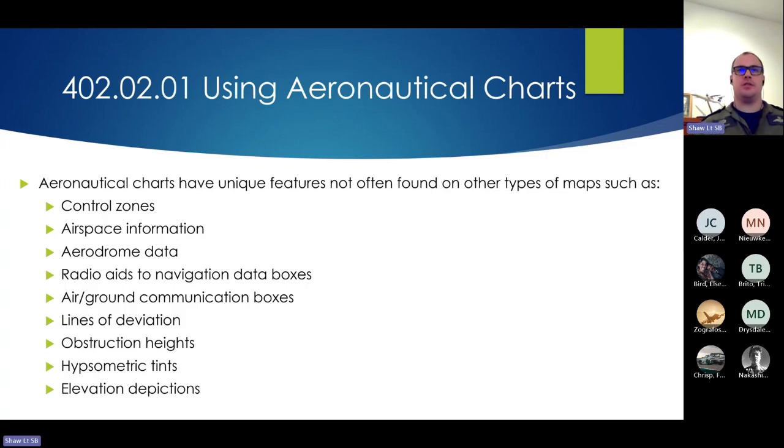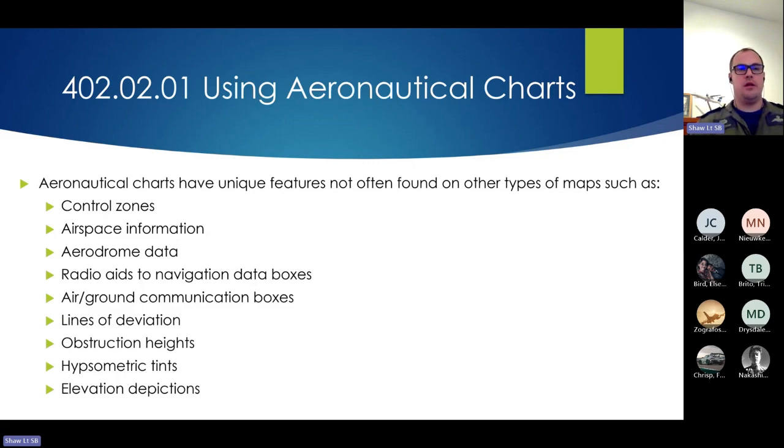So aeronautical charts have unique features that are not often found in other types of maps. They're purpose built for aeronautics, right? So we have airspaces on them. We've got airport information, radio aids, communication frequencies. We've got our lines of deviation. Remember our isogonic lines or our agonic line. Obstruction heights, hypsometric tints. That's a fancy word for different coloring for elevation.